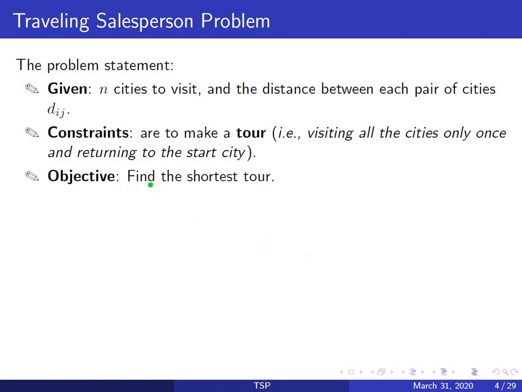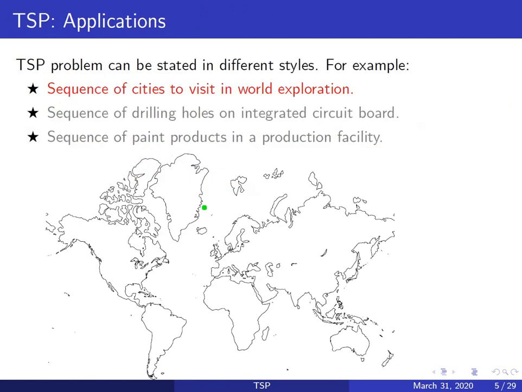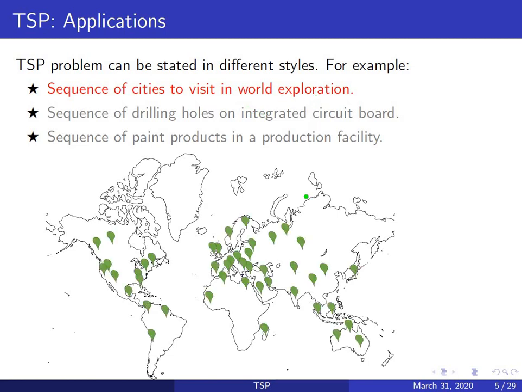So the objective of the TSP problem is, from among all the possible tours, to find the tour of the shortest length, or find the shortest tour. Let us look at some examples of the TSP problem. We have the world exploration example here. The idea is, starting from your hometown, visit all these cities and return to the hometown. Now the goal will be to minimize the total travel time that you spend by moving from one city to another city.